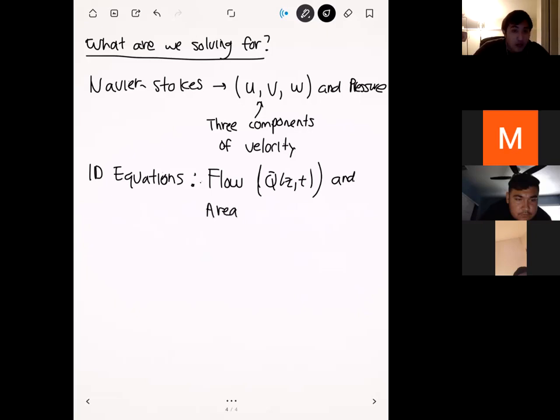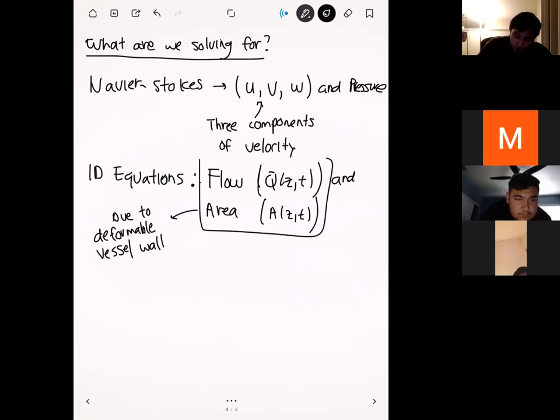The other thing that we're going to be solving for is cross-sectional area. Because one thing the 1D equations don't assume is that the walls are rigid, okay? One big advantage of the 1D equations is that it allows for wall deformation, and it's a very natural part of solving the solution, okay? Because our walls can deform, our cross-sectional area is also going to change, so it's something that we're going to solve for. This is due to the deformable vessel wall. Those are the two primary things that we solve for.